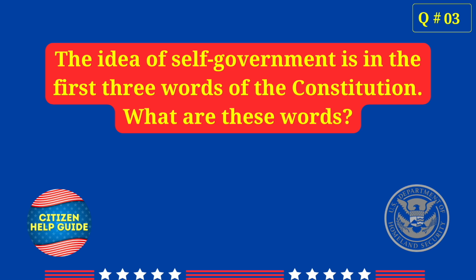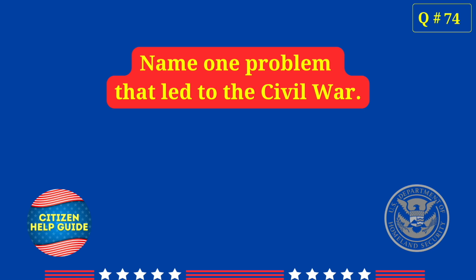The idea of self-government is in the first three words of the Constitution. What are these words? We the people. Name one problem that led to the Civil War. Slavery.